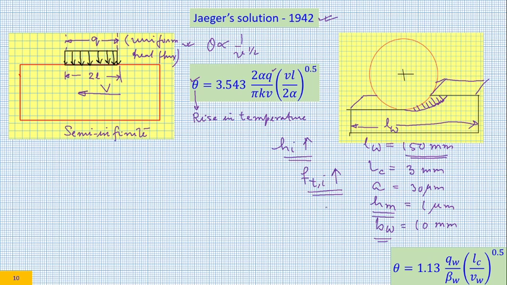If that increases, then definitely you can understand QW would not be uniform. So there would be some amount of non-uniformity, and because of that there would be some departure from Jaeger's solution. But despite that, Jaeger's solution is a very neat analytical solution that we can use in case of grinding. And if we use it in case of grinding, let us see how the situation would develop.